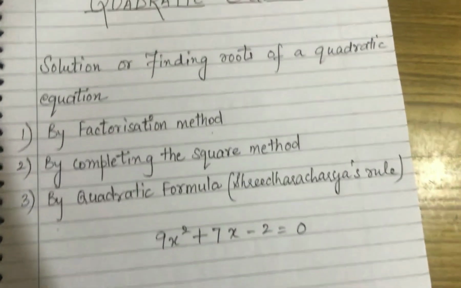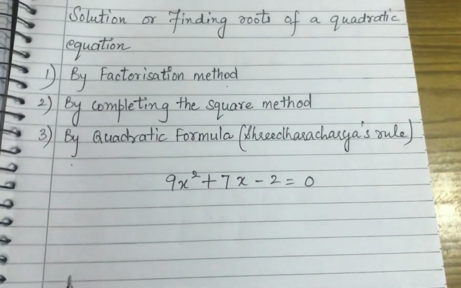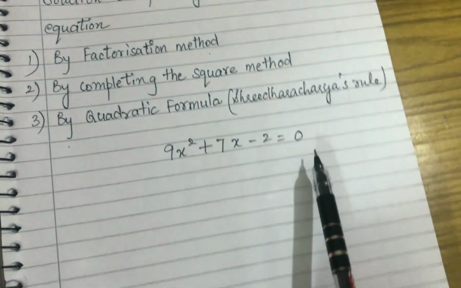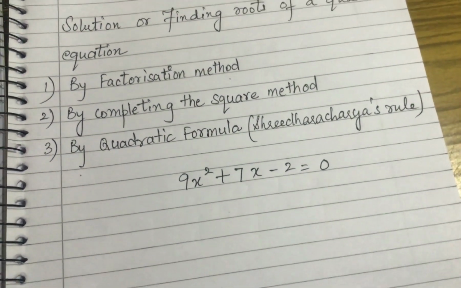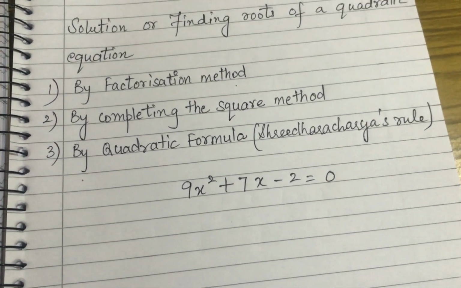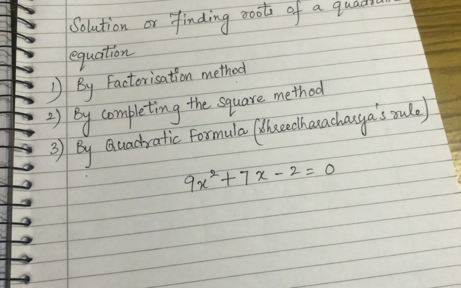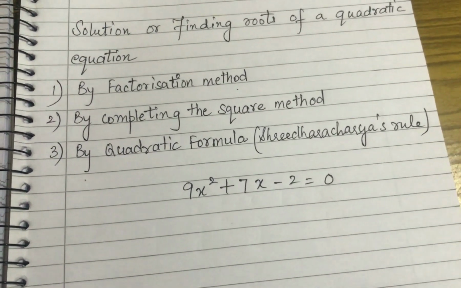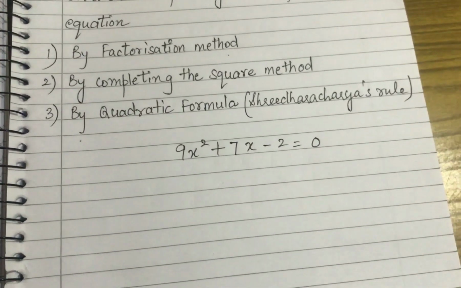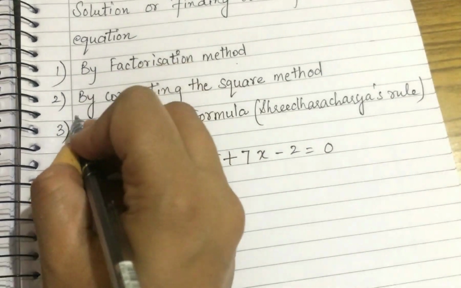Okay, so to explain this method, I have taken an equation here, and you can see that this is a quadratic equation and we have to find the roots of this equation by using the quadratic formula. What do you have to do? You have to find the roots, two values of x which satisfy this equation. So what is the method to find the roots by quadratic formula?